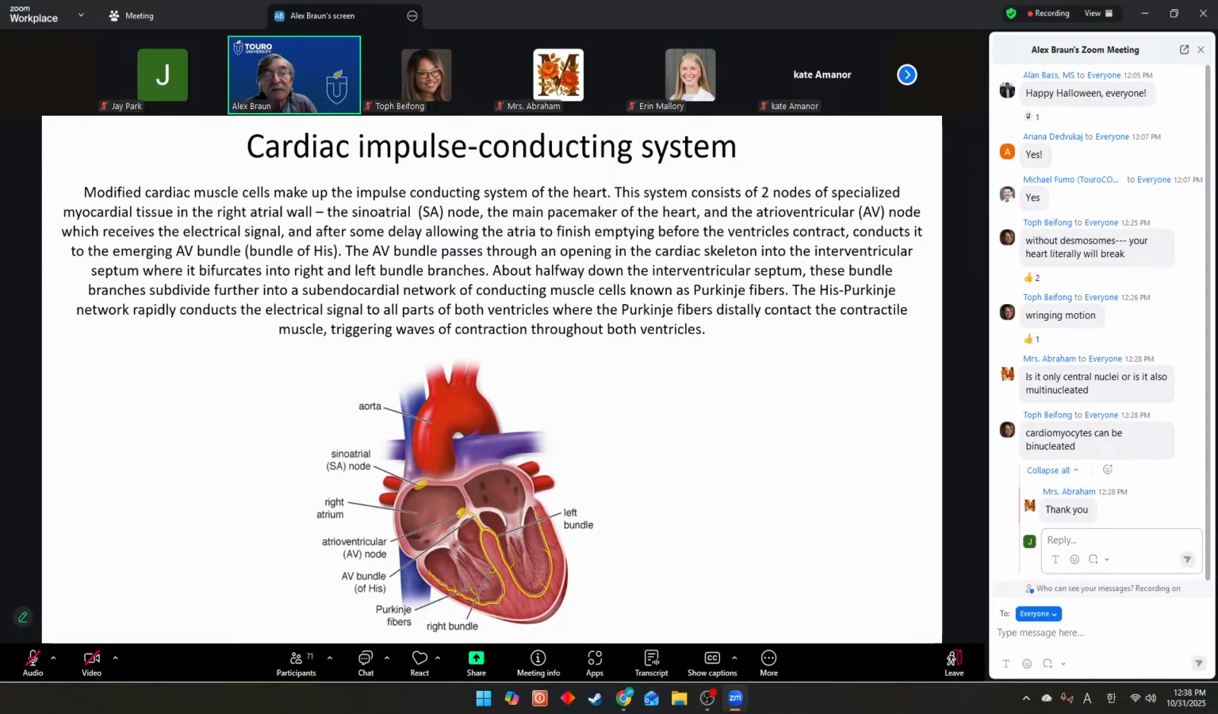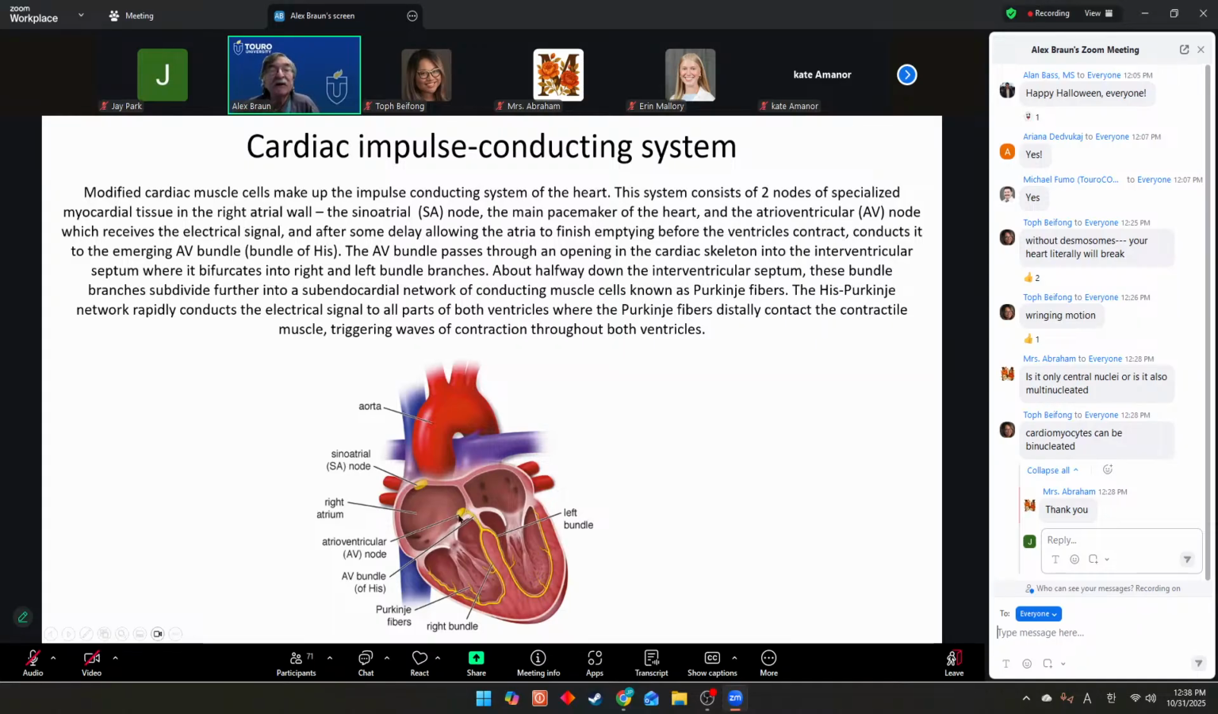And because it slows the cardiac impulse conduction just a little bit, it allows the atria to finish contracting and emptying into the ventricles, so that the ventricles have maximally received blood from the atria. And then the cardiac impulse is conducted further.